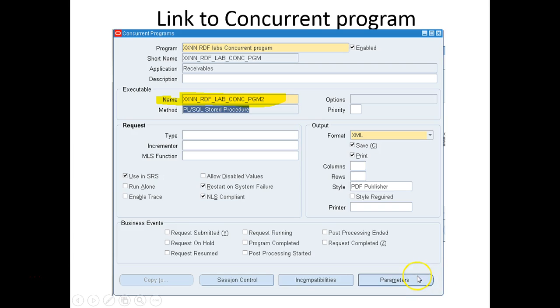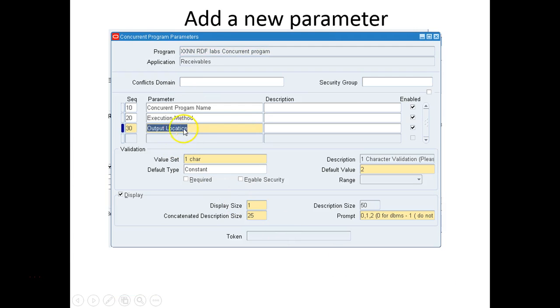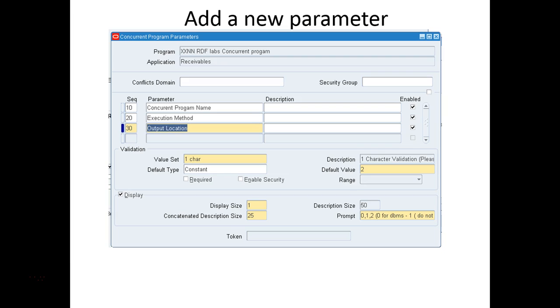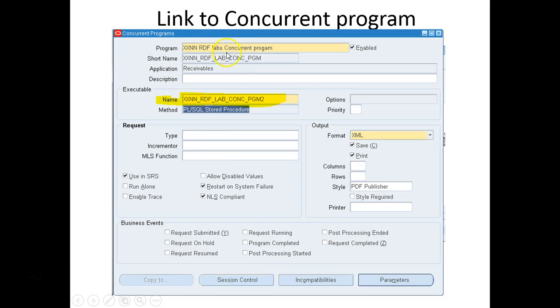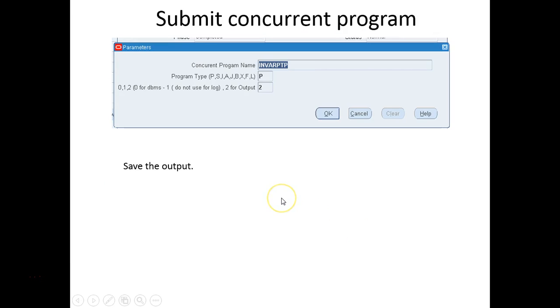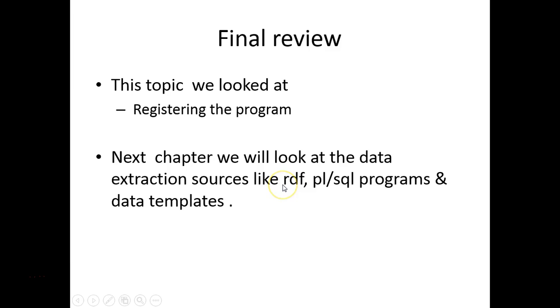We have added a new parameter. Make sure you add that new parameter called output location. If you see here, there's no token here because the token is tied to the RDF. So we're going to add this output location. Once the parameter is added, since we are leveraging the existing concurrent program, we can go ahead and run the program. It's going to generate the output. So that's pretty much it.